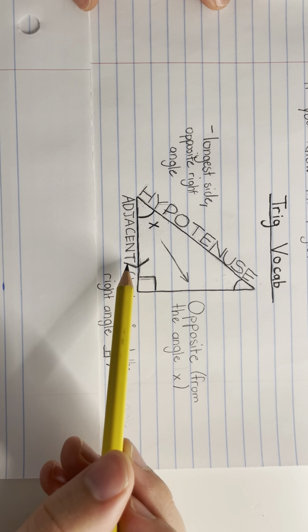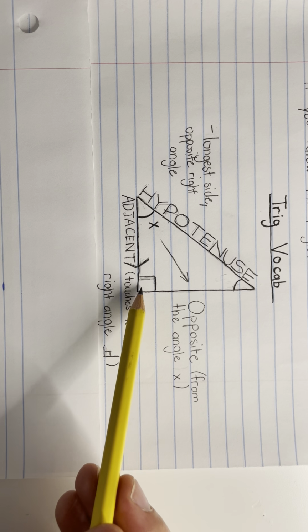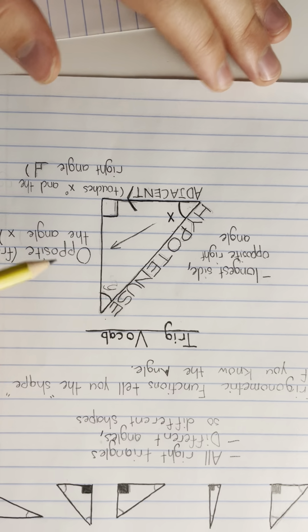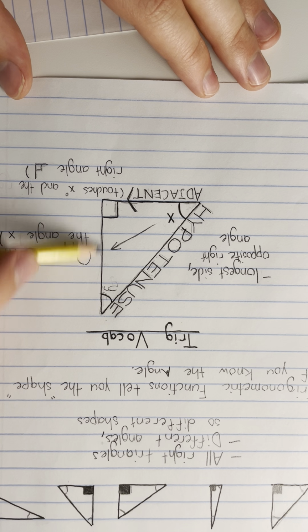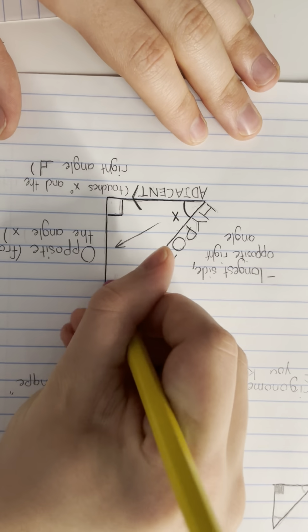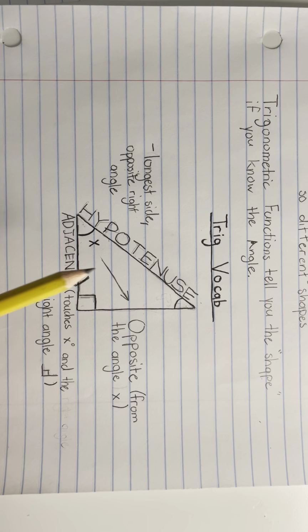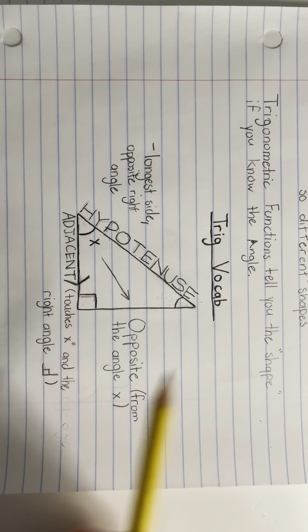The adjacent side is the side that touches both the angle that you're looking at and the right angle. If you were observing this angle, you can call it y even, the adjacent side of the angle y is this side because it's touching this angle and the right angle. But for now, just think about the angle x. So the one adjacent is the one that touches x and 90 degrees.